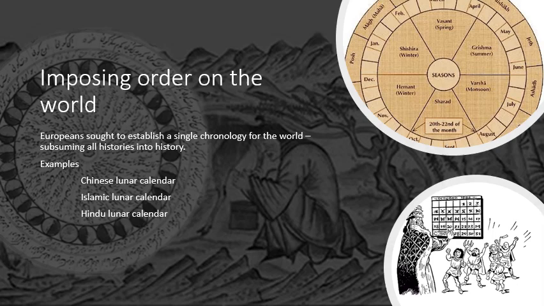Nowadays, the whole world operates off of the Gregorian, European, Western calendar. So it's now 2018. But when Europe encountered people in the Islamic world, the Chinese world, the Hindu world, in Africa, and so on, all these places had different ways of keeping track of time and different histories. That all got subsumed into the colonial project. I have a few examples here: the Chinese lunar calendar, the Islamic lunar calendar, and the Hindu lunar calendar. These are all different ways of keeping track of time and recording history, and they were all subsumed in this colonial project into the one Gregorian way of counting time.